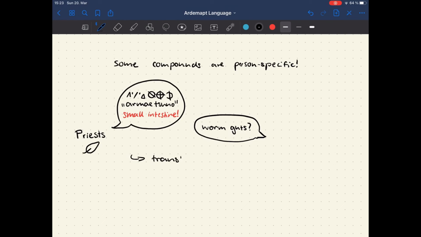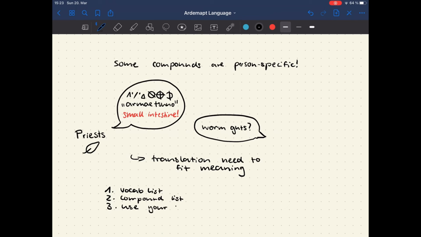So, when writing in Ardemapt, you have three things to consider. First, whenever you write a word, does this word exist? If it does exist, then you should just look into the vocab section and you can find it there. If it does not exist there directly, then you should look into the common compounding section and see if there's a commonly used word for it, a commonly used compound. And then if that doesn't exist also, you have to think about how to illustrate it, how to convey this concept in a compound in a way that is as literal and as obvious as possible to outsiders.